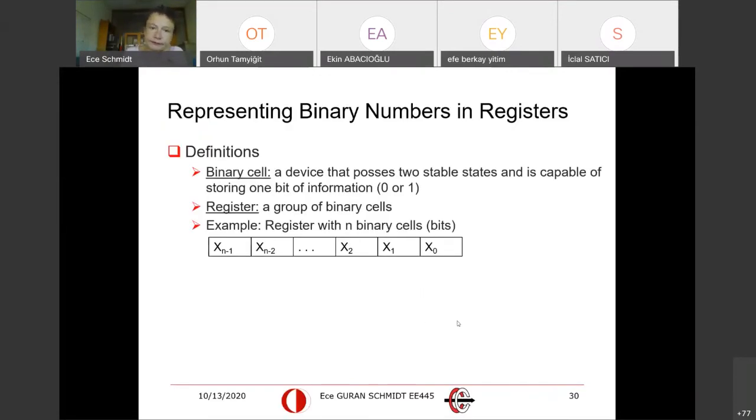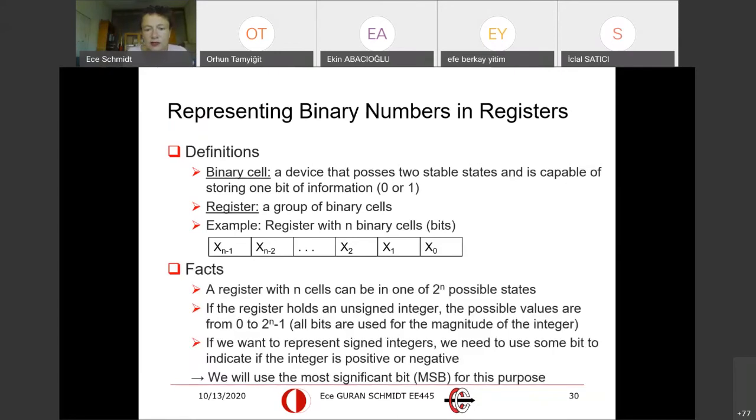So we will use registers a lot for computer architecture. Obviously, we will represent numbers in them for arithmetic and logic operations. You remember that we represent numbers in registers by using certain conventions, if it's a mathematical number, I mean, a number that shows a certain quantity. And when we have a register of n cells, then it can be in 2 to the power n possible states. And we have methods of showing numbers in these registers.